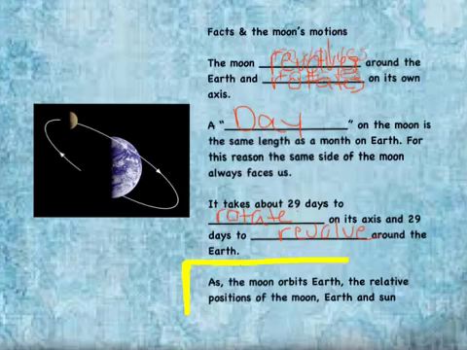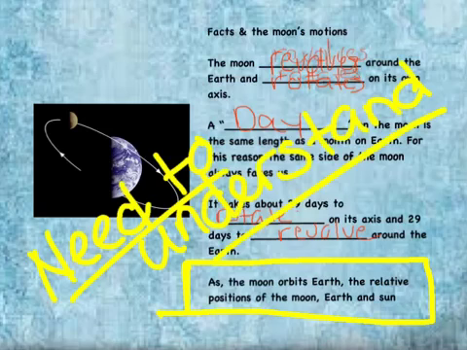This last sentence at the bottom is very important, and you need to understand it. So, as the moon orbits the Earth, the relative position of the moon, Earth, and Sun give us phases.